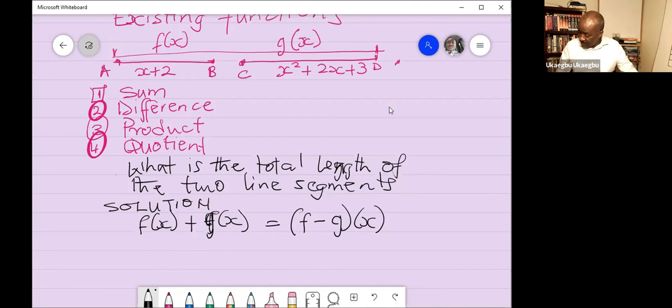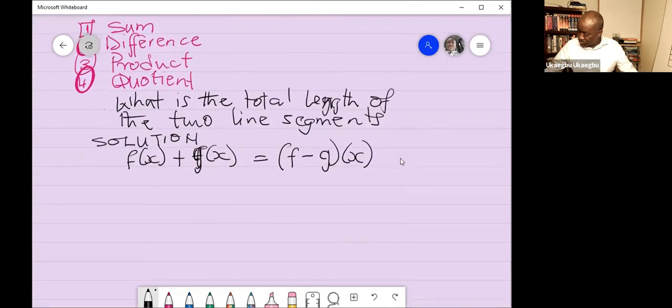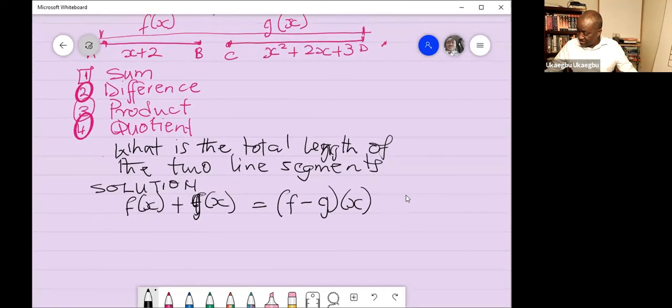This thing is telling us what to do. You can write it both ways, bottom line. Now, in order for us to implement that, once you do the addition, whatever you get is going to be another function. So just decide the name you want to give the next function. Since it is total length, you can call it L of x. L of x would be equal to the first length, x plus 2, plus x squared plus 2x plus 3.